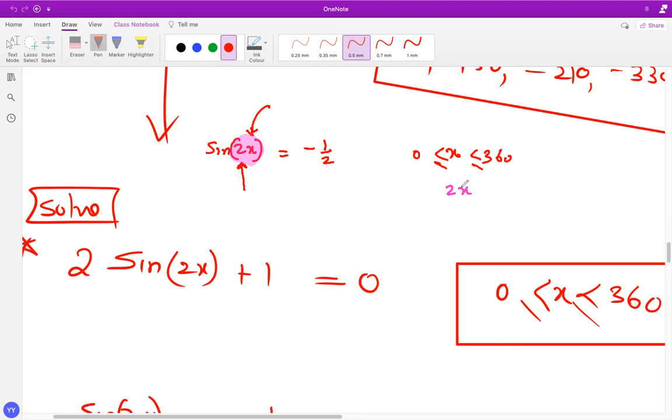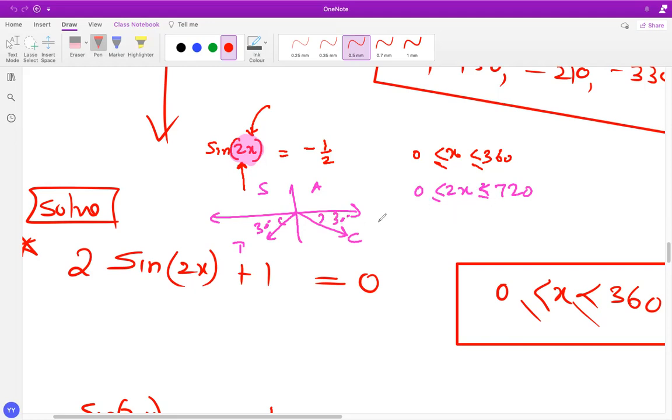So first write down the range of the 2x value, which is 0 to 720, which means you're going to solve by first locating the quadrant. The sign is negative, so it is going to be in the third and fourth quadrants. ASTC, if you remember. Sine is negative in both. The base angle is 30 degrees. The base angle is always measured with the x-axis.